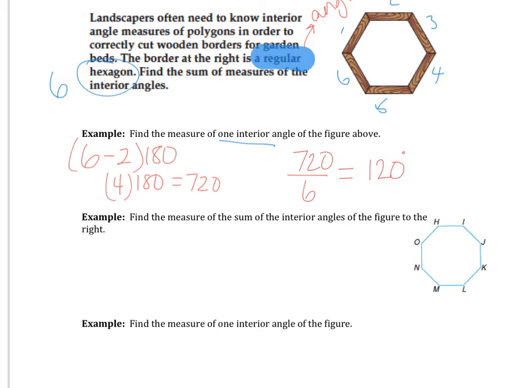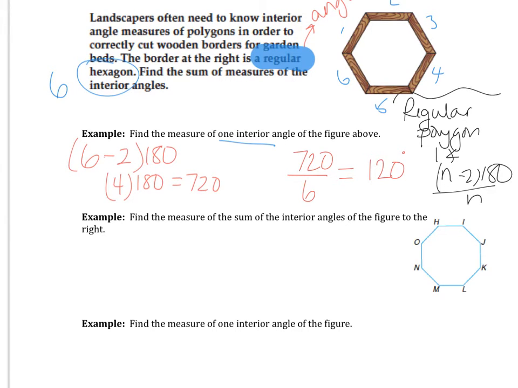Here is a formula to find one angle of a regular polygon. For one angle, it's going to be n minus 2 times 180 divided by that n, the number of sides. So just a little shortcut. I like to do it in 2 parts anyway.